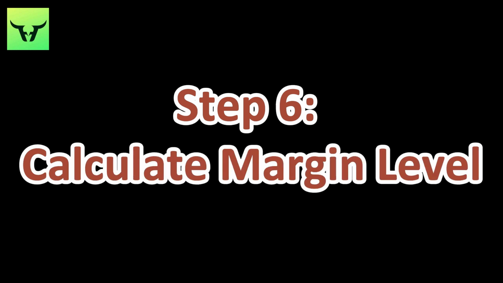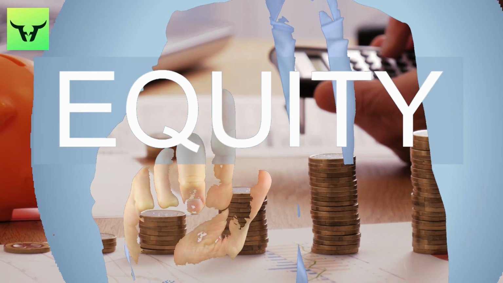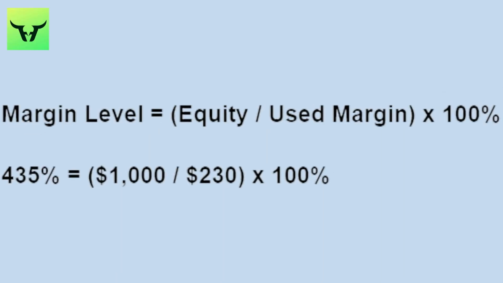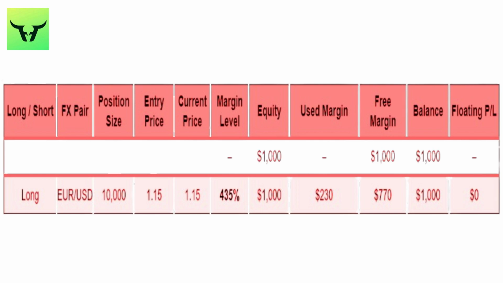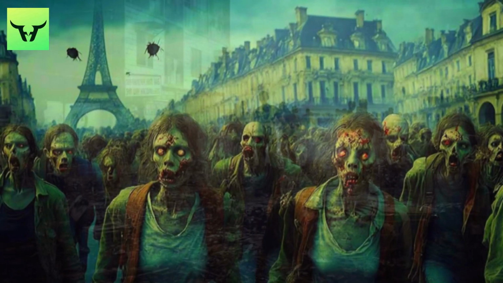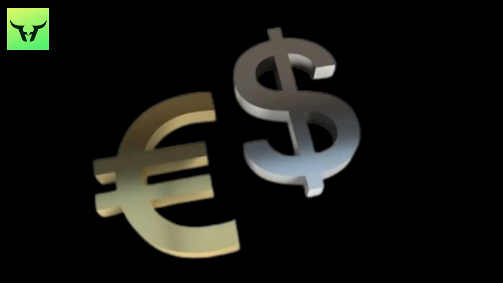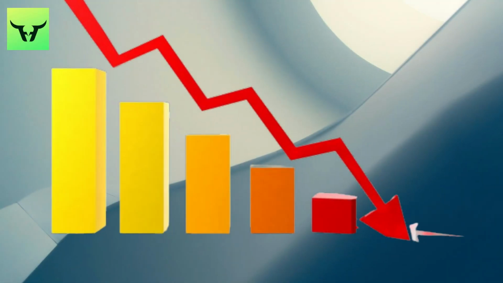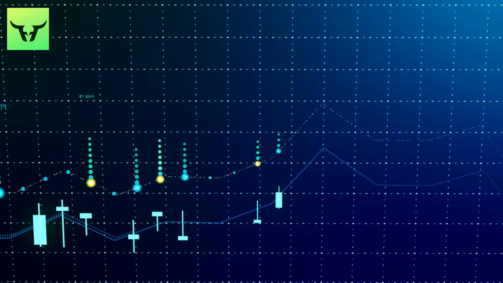Step 6. Calculate margin level. After learning about equity, let's calculate the margin level. The margin level is 435%. Your trading platform will now show the following account metrics. EUR USD drops 500 pips. There is a zombie outbreak in Paris, according to recent reports. The EUR USD has consequently decreased by 500 pips and is presently trading at 1.10000.